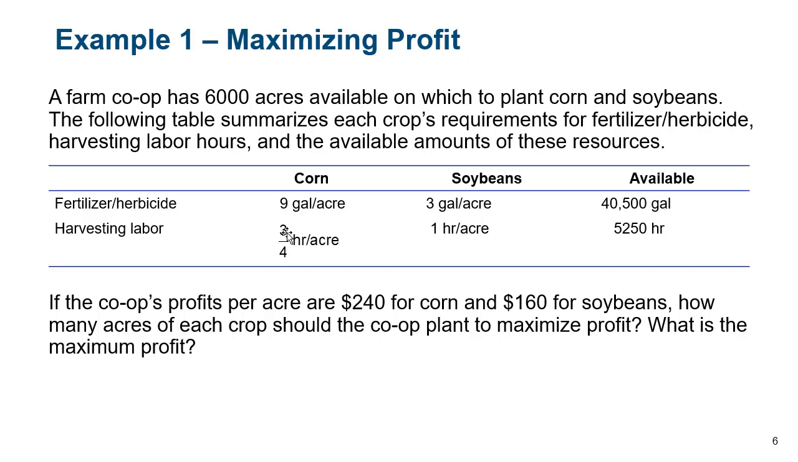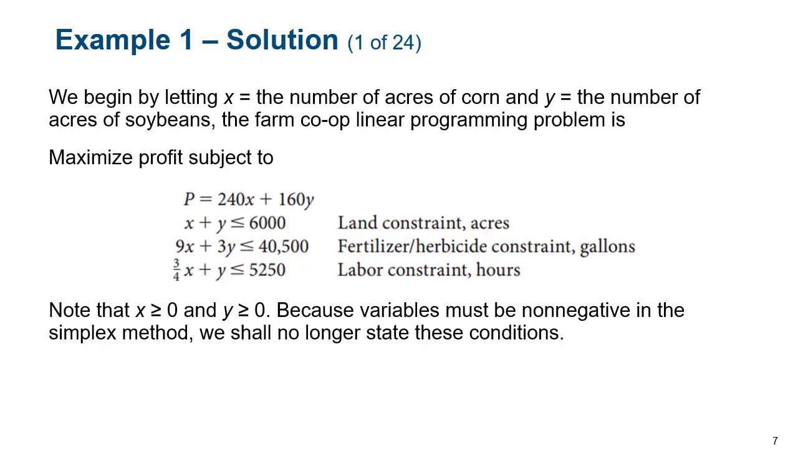Because if they had as much as they needed, we really could maximize it to infinity because they could just use as much as they needed. Harvesting labor takes 3/4 of an hour per acre to harvest the corn, 1 hour per acre to harvest the soybeans, and they only have 5,250 hours of labor, because they have a limited number of people. Then we have to know what we're trying to maximize. We're trying to maximize profit. So we have our objective function, which is the profit per acre of 240 for the corn and 160 per acre for the soybeans. And then the question is, how many acres of each should we plant?